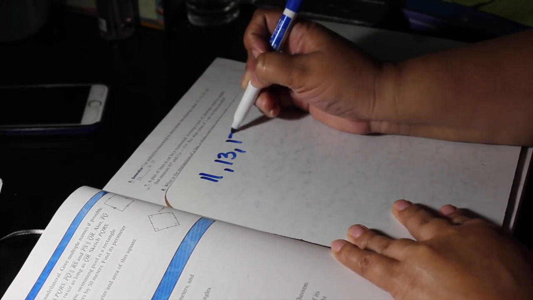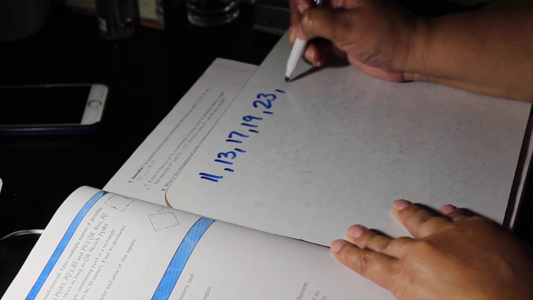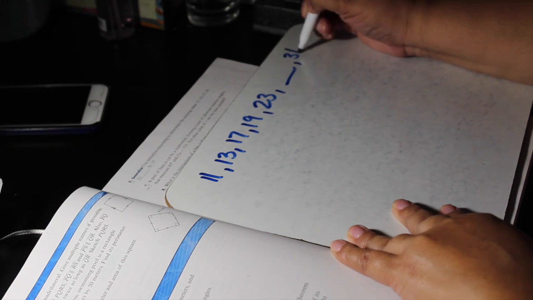The next question is from Michael. And Michael says he's having trouble with lesson 19, number 6. Okay, got it. So this one is use inductive reasoning to determine the missing value. So the values that are given are 11, 13, 17, 19, 23, something, 31, and 37.